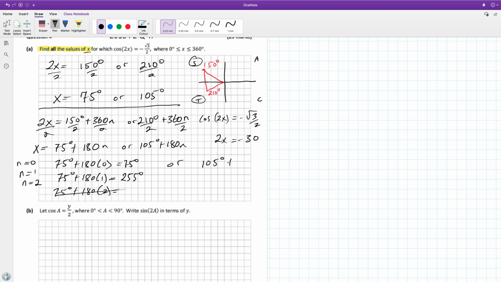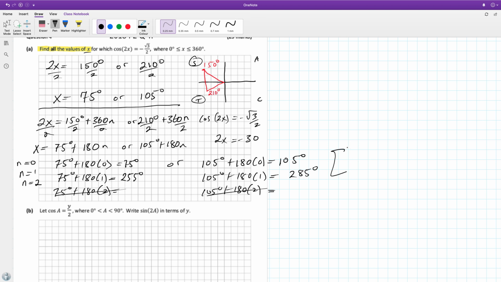Now do the same for our 105 plus 180 n, which is 105 degrees plus 180 times 0, which is 105 degrees. 105 degrees plus 180 times 1, which is 285 degrees. 105 degrees plus 180 times 2, which is going to strike out. It's going to be too much.